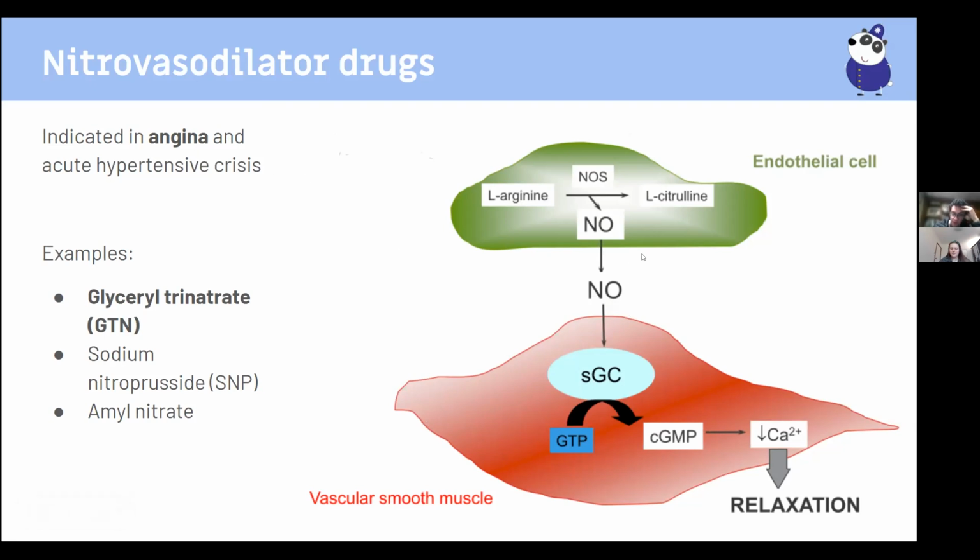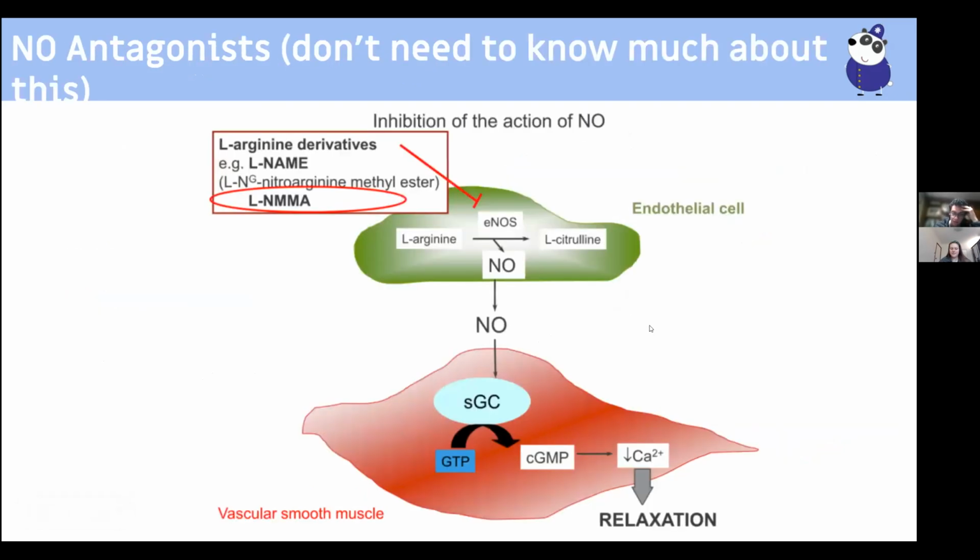Drugs can imitate the nitric oxide and diffuse across to the muscle. You can also have drugs that inhibit the action of nitric oxide by inhibiting this eNOS enzyme. I didn't know that last year, so I don't think it's important.